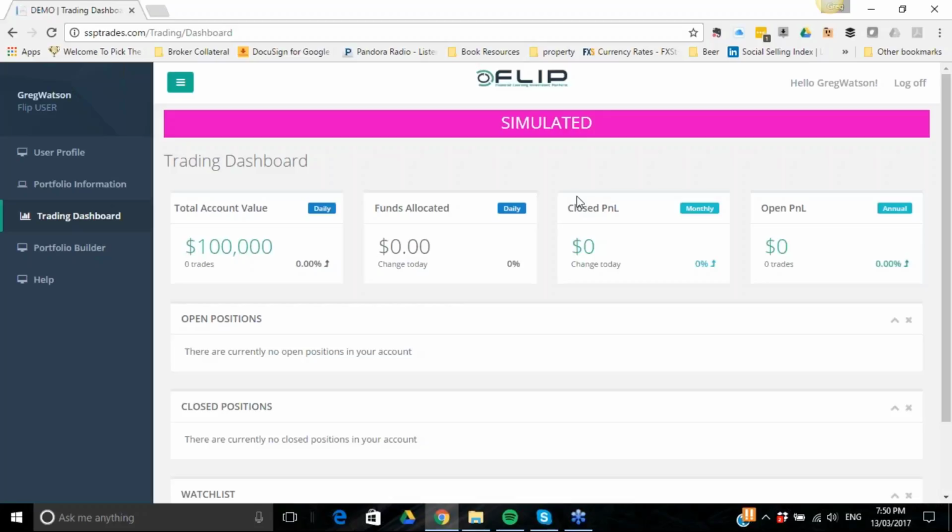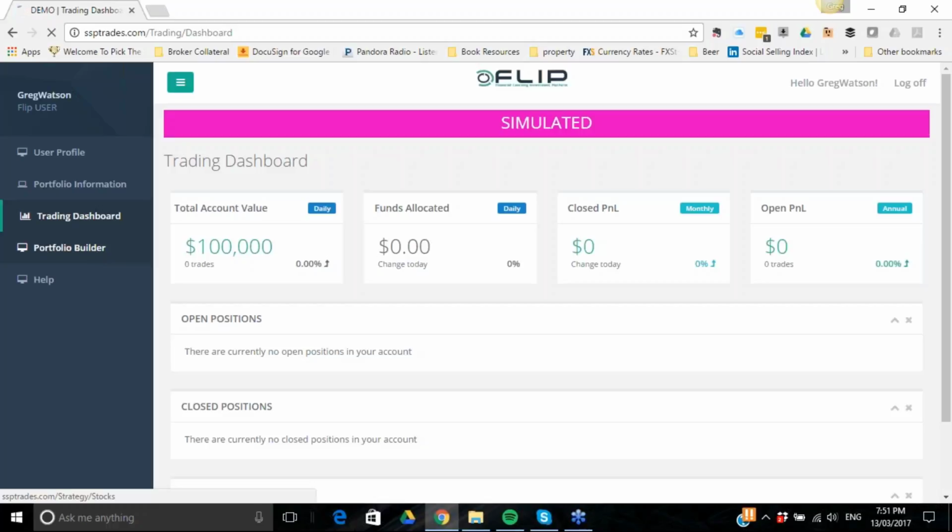Flip is a software platform that allows you to do that. So anyway, I want to show you a bit about how it works today, and how the portfolio builder works. At the moment you can see on my screen there's a trading dashboard. We start with a simulated account of $100,000. But what we need to do first is put that into some stocks and use certain strategies.